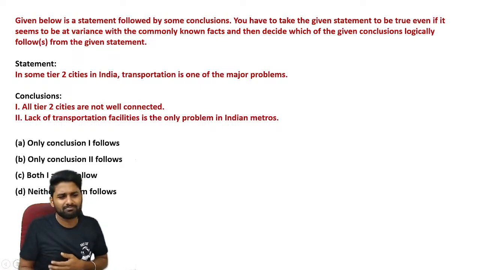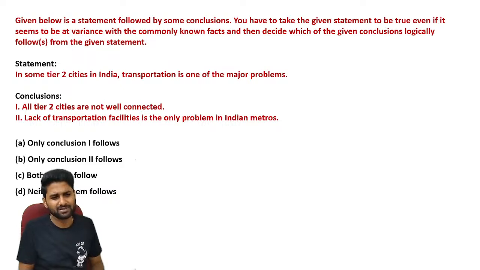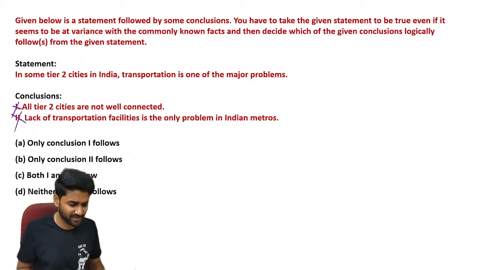Guys, you never conclude in this way. You cannot say that all the type 2 cities are not well connected. Transportation is one of the major problems, but you cannot conclude that all type 2 cities are not well connected. The second statement says that lack of transportation facility is the only problem in India. That is also not right. They are talking about the problem, so you never conclude that lack of transportation facility is the only problem in India. It is not well defined at all. So here both are not valid. The answer is neither of them follows.